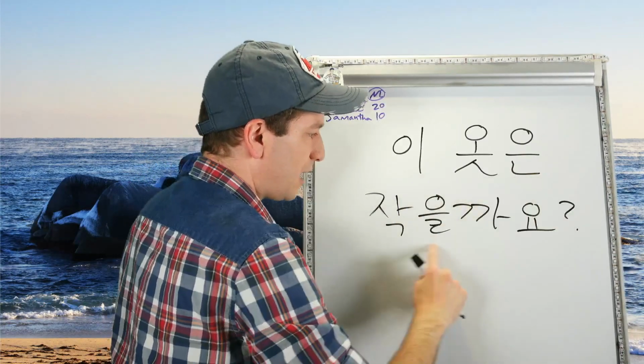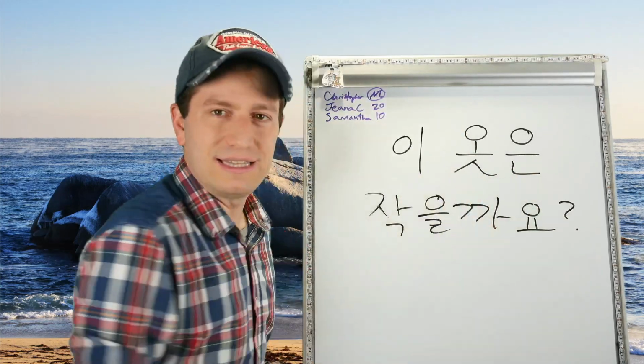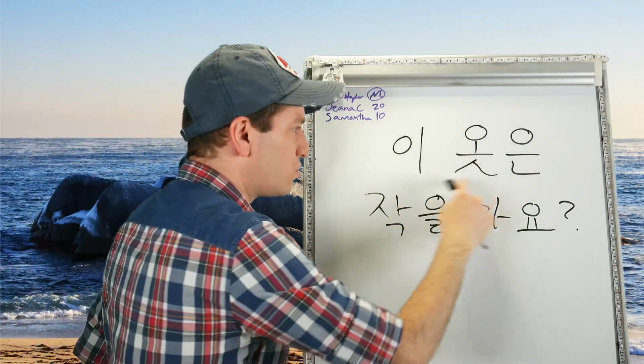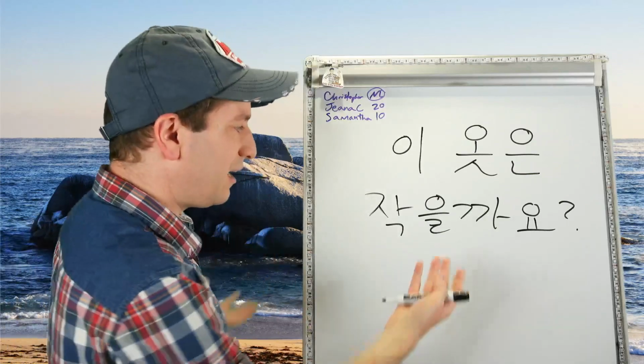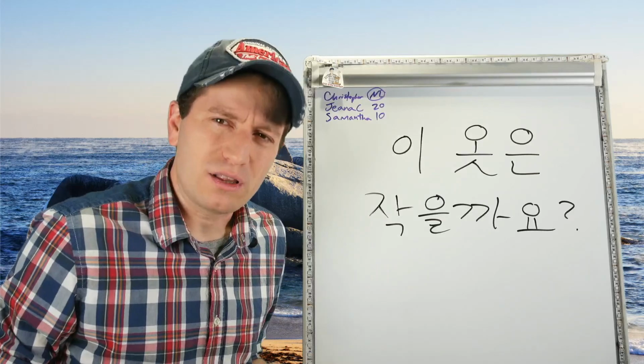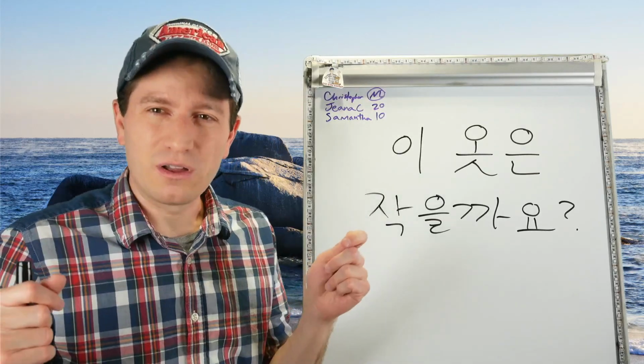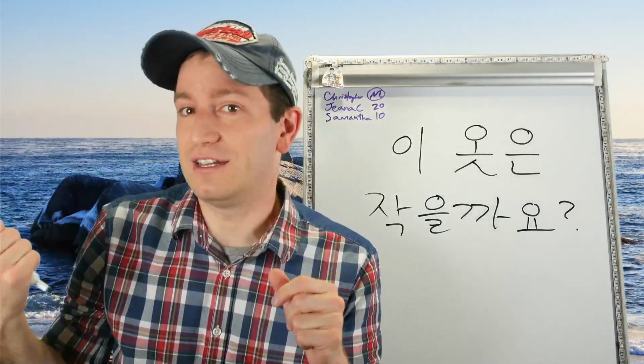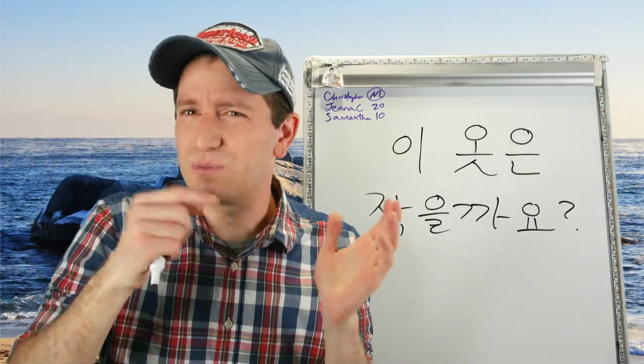이 옷은 작을까요? 이 옷. These clothes. 이 옷은. So as for these clothes, do you think 작을까요? Do you think they'd be small? Do you think they're small? Could they be small? Would they be small? You're buying these clothes for a friend. 이 옷은 작을까요? Do you think these would be too small?